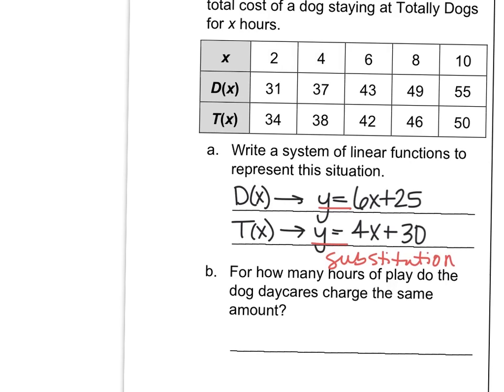And on this one, I actually kind of made an error, but I'll go ahead and solve it anyway, just so you can check what you have. 6x plus 25 equals 4x plus 30.